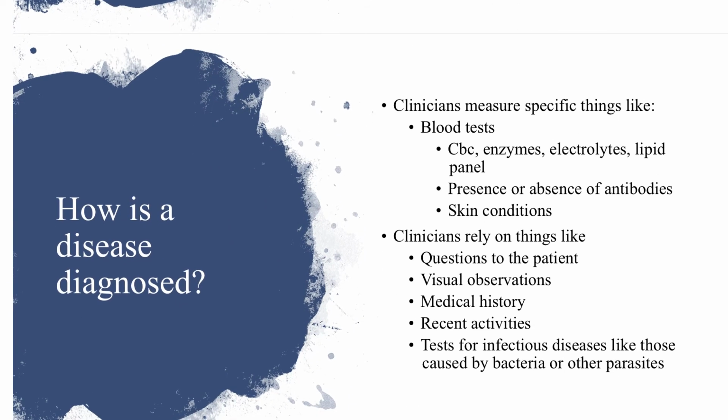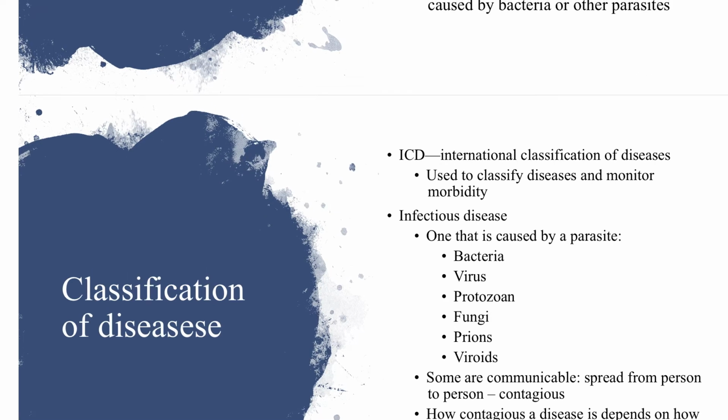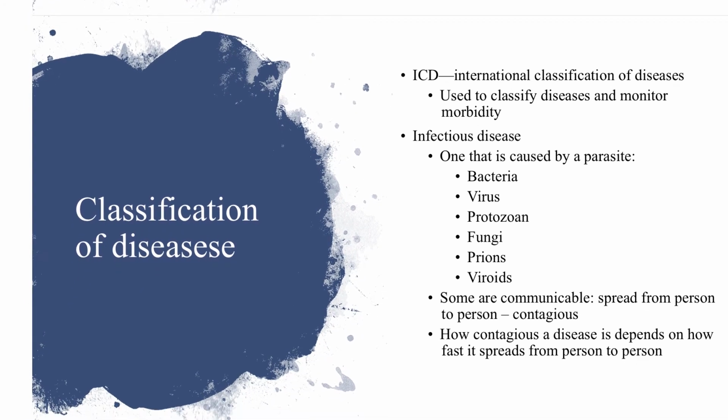Clinicians will measure specific things, like I said, CBCs, complete blood count, enzymes, to see if there's anything wrong with, say, your kidneys or your liver function. They'll look at your blood electrolytes, a lipid panel to see what your cholesterol is and specify high-density lipoproteins or low-density lipoproteins. They'll look for the presence or absence of antibodies if the patient's symptoms suggest they may have been exposed to a virus. They'll look at your skin for any abnormalities. They rely on questions to the patient. They rely on their visual observations. They rely on your medical history, your recent activities. Almost every time you go to a doctor or a clinic today, they're going to ask you where you've traveled. And they will test for infectious diseases like those caused by bacteria, viruses, or other parasites based on the clinical symptoms that the patient is reporting and some of the other signs that the clinician has collected from the blood.